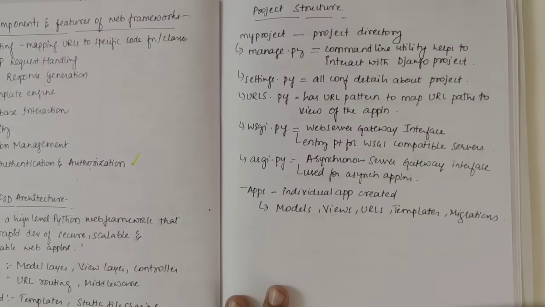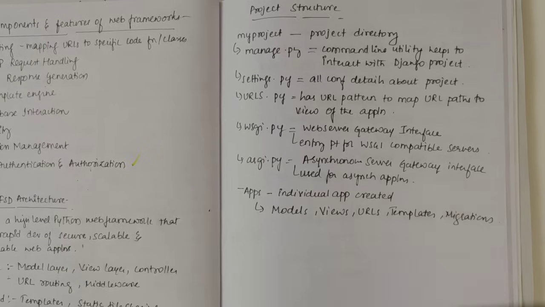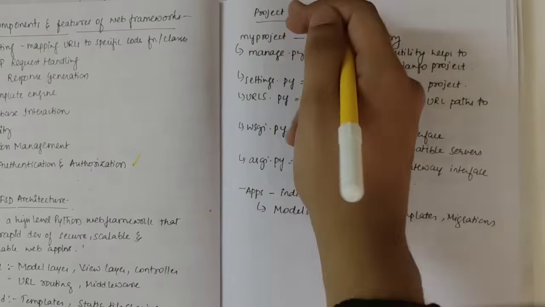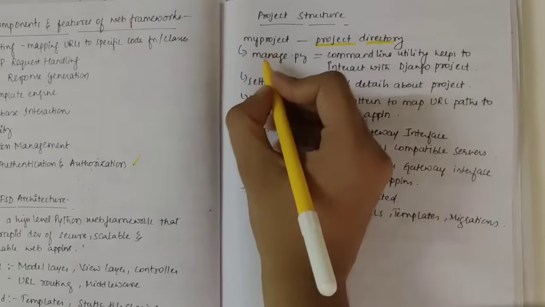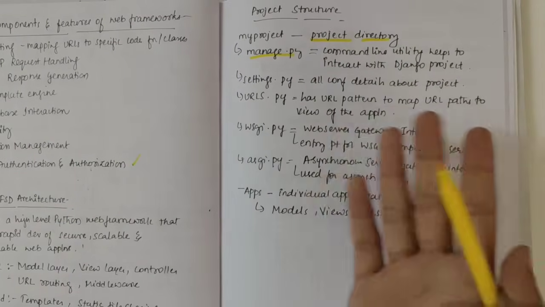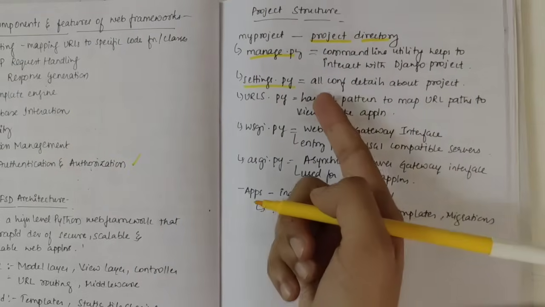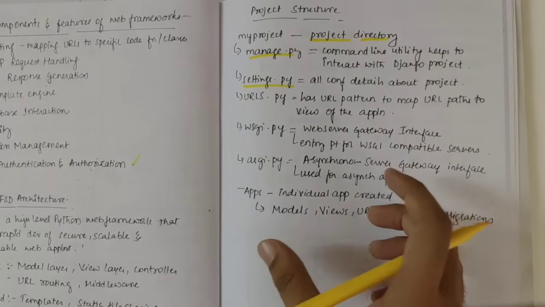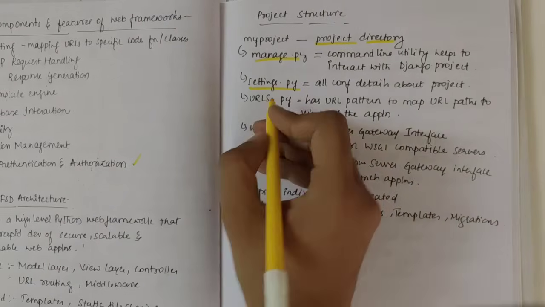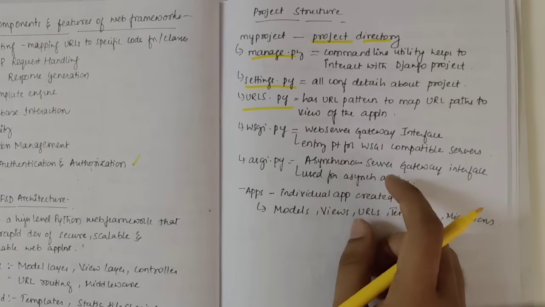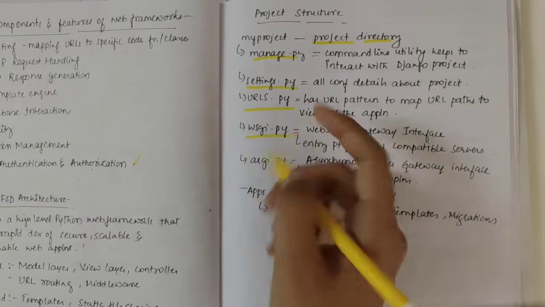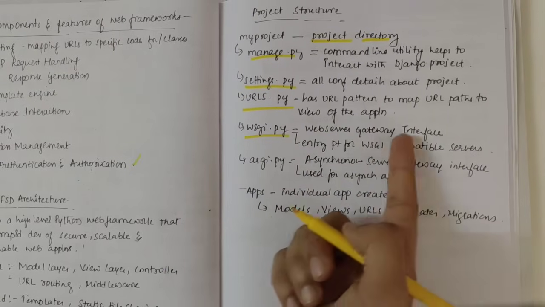Now we look into the project structure. Firstly, we create a project. In the project directory, we have many different files. The first one is manage.py. It is a command line utility that helps to interact with the Django project. Then we have settings.py. It has all the configuration details about the project. So if I have to update any database and all, I should do it in settings.py. Then we have urls.py, which is used to map the URL paths to the views of the application. Then we have WSGI. This is the Web Server Gateway Interface.